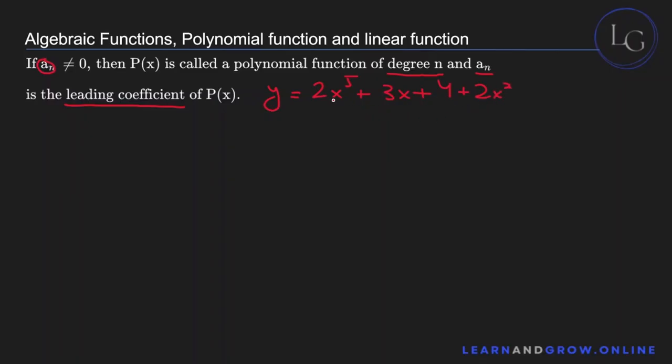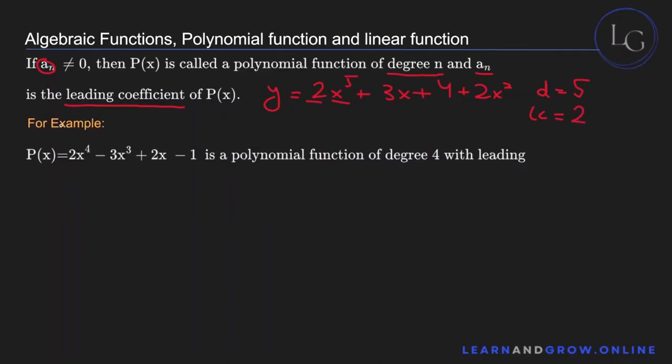Let's say you have this, okay? So the variable with the highest power is x to the power 5. So this is a function of degree 5, and the leading coefficient is the coefficient of x to the power 5, which is 2. So the leading coefficient is 2, okay?